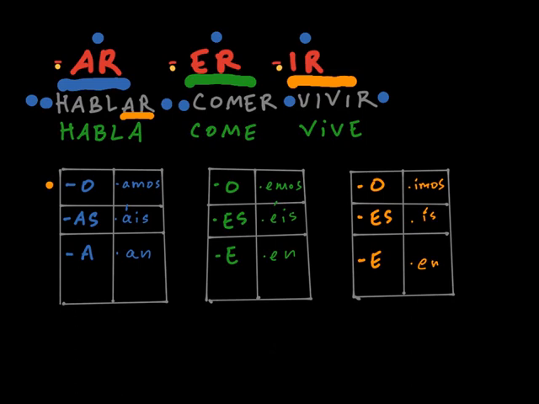Yo hablo, I speak. Tú hablas, you informal speak. Usted habla, you sir, you madam speak. Or ella habla, él habla. She speaks, he speaks. Nosotros hablamos, or nosotras hablamos. We speak. Vosotros habláis. You, plural, speak. It's used only in Spain. And hablan would go for ustedes and ellos and ellas. You, plural, speak, and they speak.